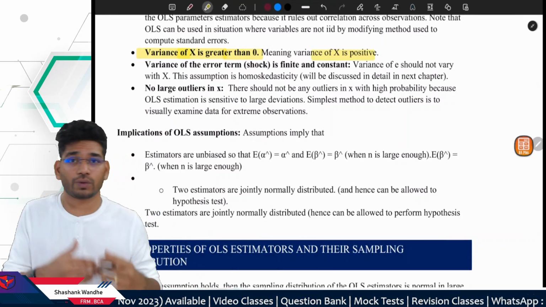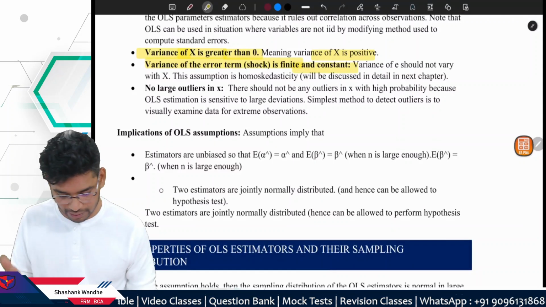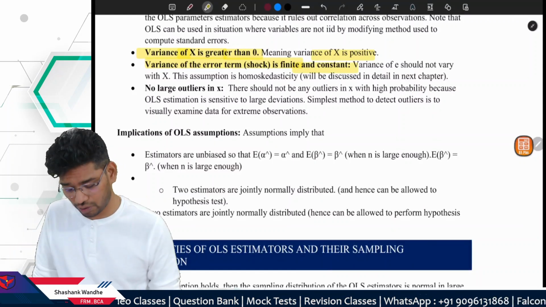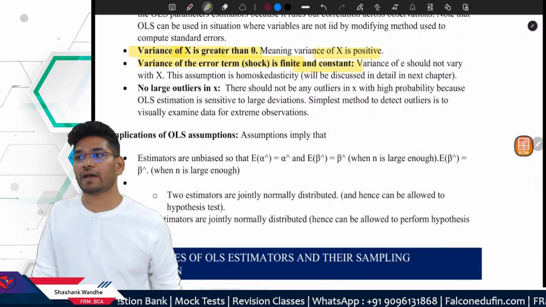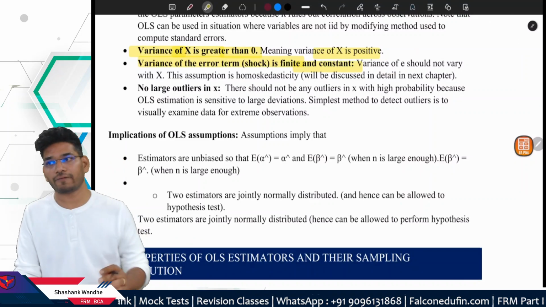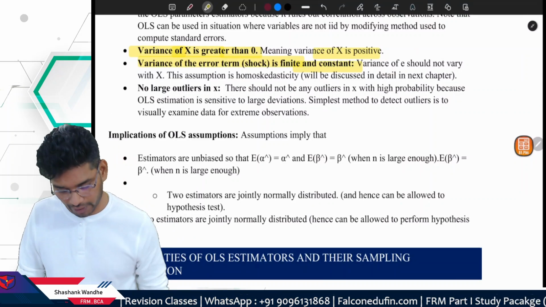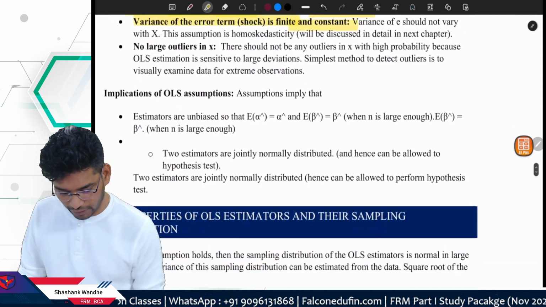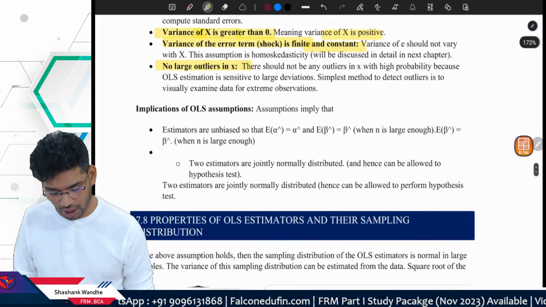Again, I won't be able to give the explanation here because this is a revision session, or else the revision session will extend to say 2 hours or 3 hours. It will become a regular session. Then we have the variance of the error term. Shocks are finite and constant. So the error term should be finite and constant. You have to remember this. Then we have the no large outliers property. So you have to make sure there are no large outliers.